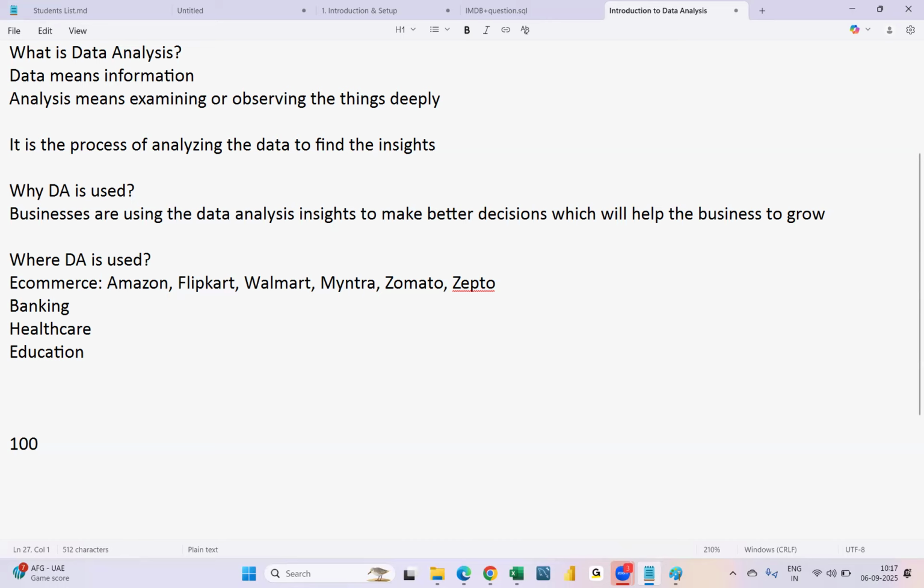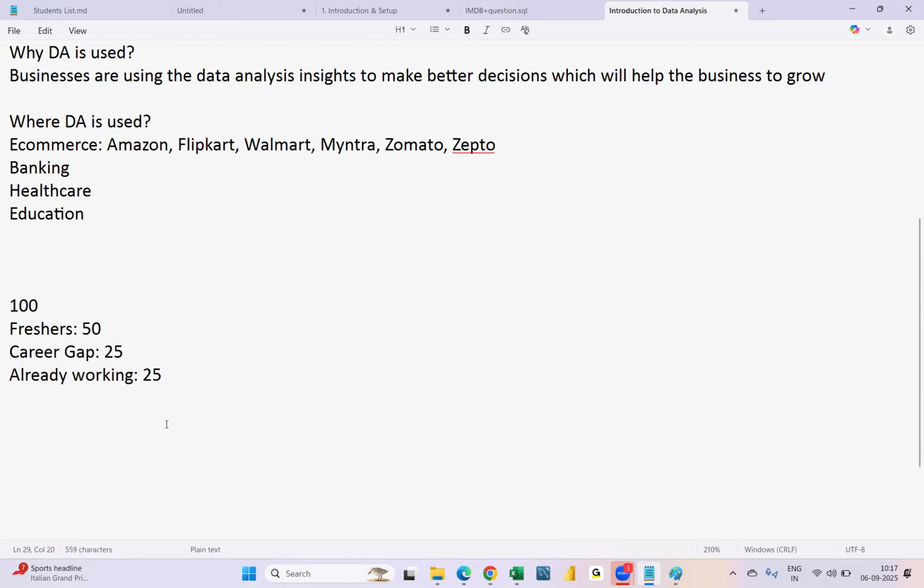And one more thing, how many of these students are freshers? Let me take this insight. Let us consider there are around 50 freshers out of these 100, some 25 students with a career gap, and 25 students who are already working.